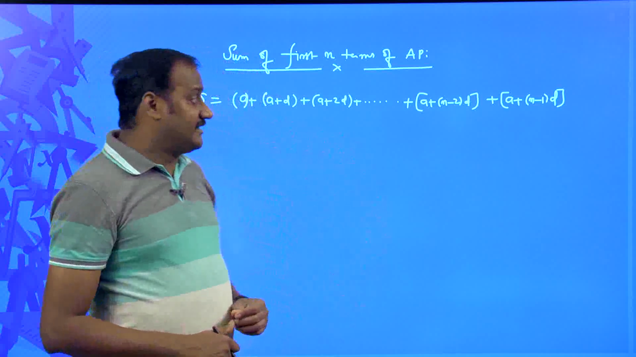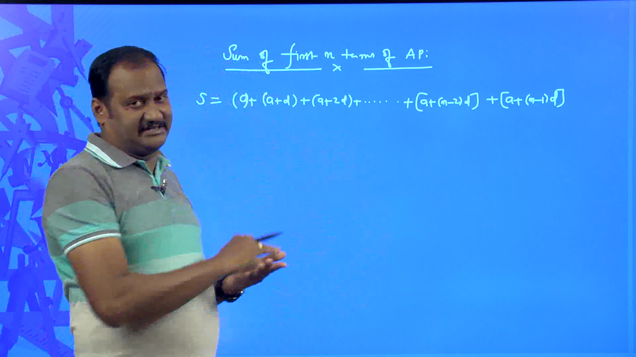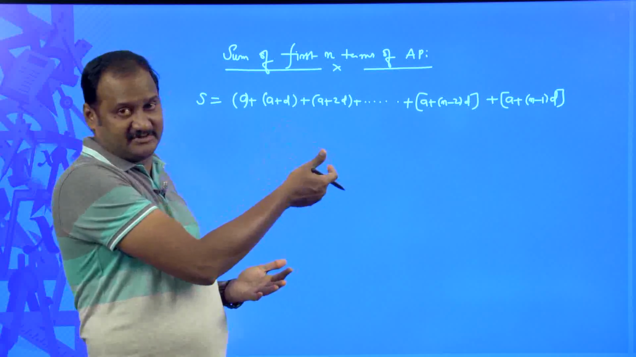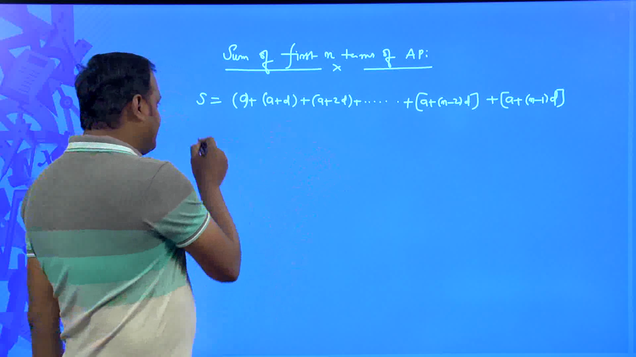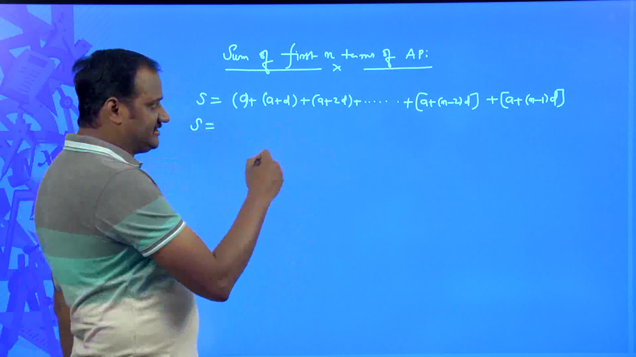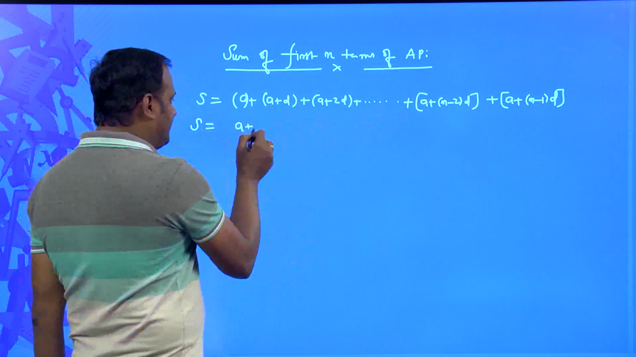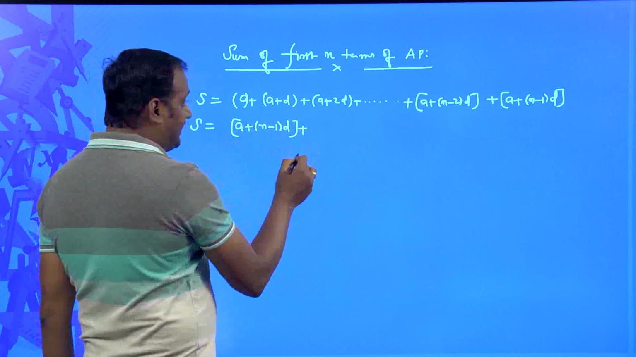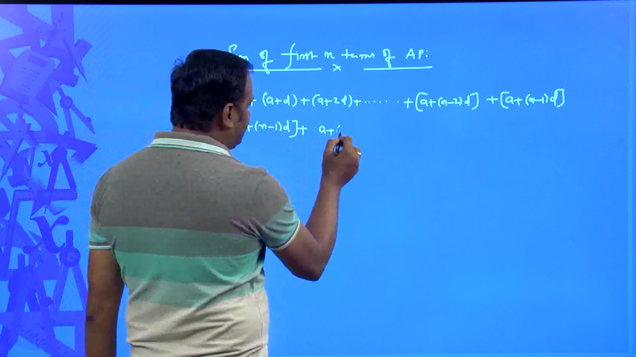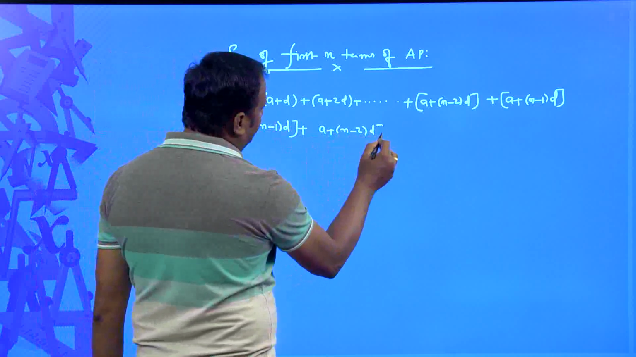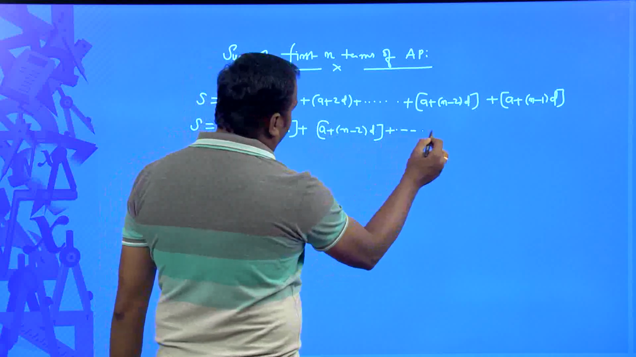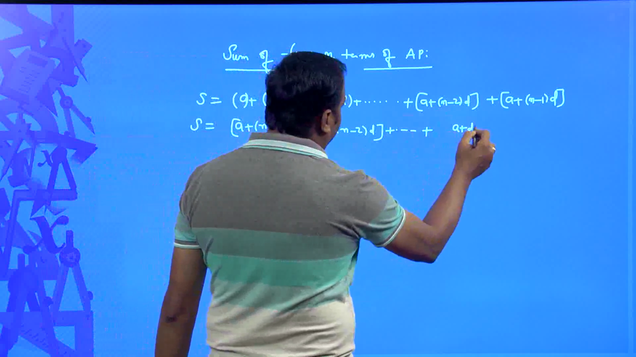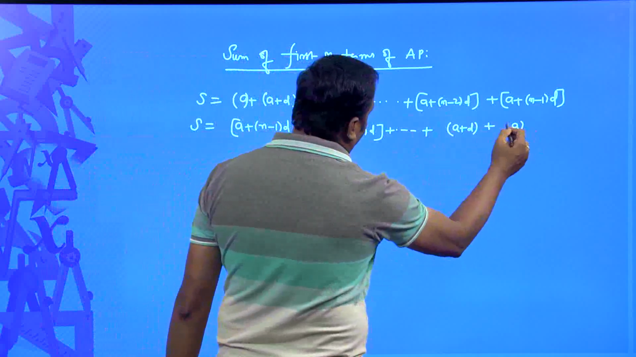And now, I am going to write this sum in reverse order. Just before this we discussed the sum of the first 100 natural numbers. The same way, again I am writing the sum in reverse order. What is the first number there? A plus n minus 1 times D, that is the first number. And what is the second number? A plus n minus 2 times D, plus so on, plus the last two numbers. What are the last two numbers? A plus D, and the last number is going to be A.